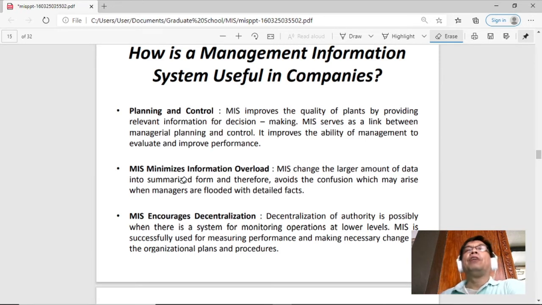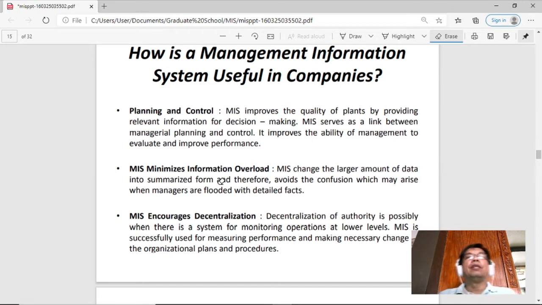MIS minimizes information overload. So MIS changes a larger amount of data into summarized form and therefore avoids the confusion which may arise when managers are flooded with detailed facts. So as I said a while ago, if we have, for example, a school system, and you're the dean, maybe you're not interested in the details of the enrollment. Instead, maybe you want to have an enrollment summary. In that case, we can minimize information overload.